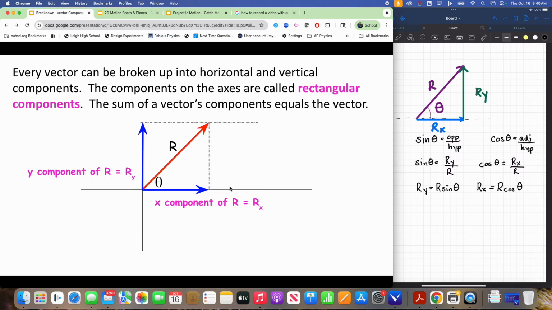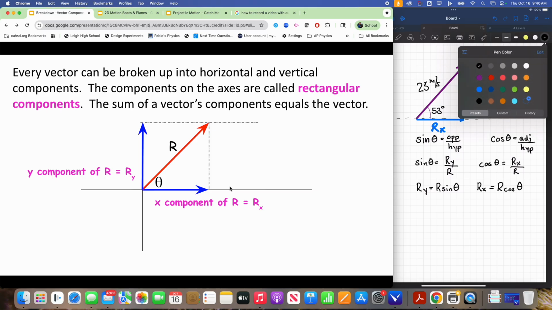So let's add some numbers here, and let's change these now. Let's give this a number here, make this not so big. So now my purple vector, let's say it's got 25 meters per second, and let's let this angle be 53 degrees. So now all I need to do to figure out the horizontal and vertical components is substitute in 25 and 53 for R and theta.